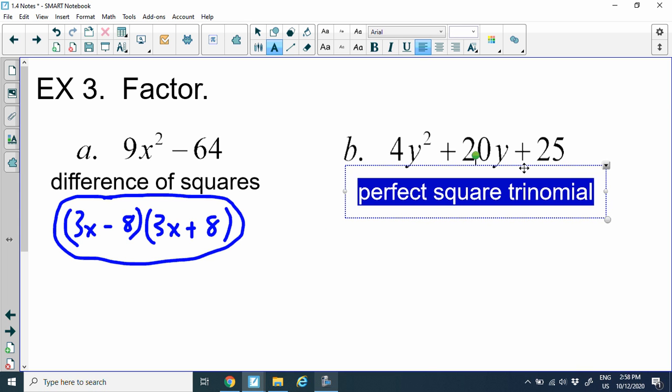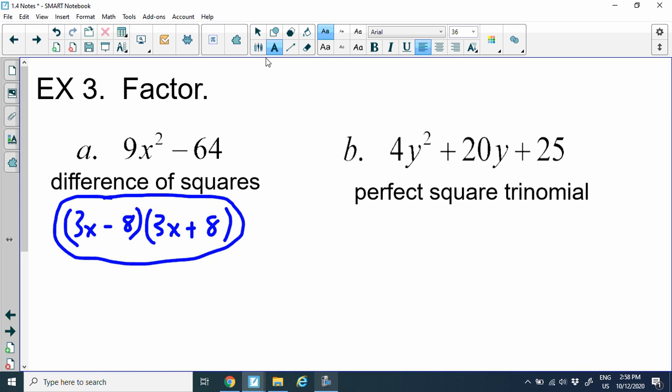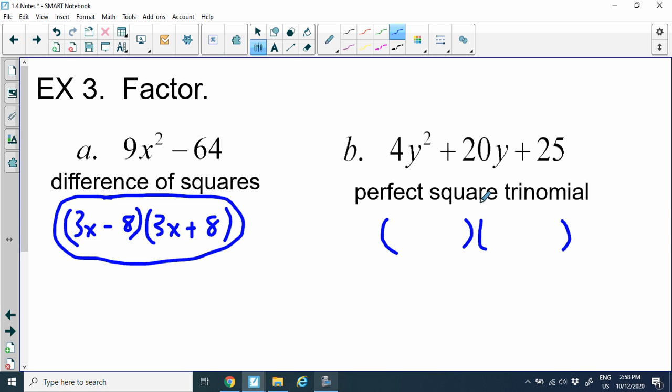Okay. So how we're going to do this one is, once again, we do our two sets of parentheses. For a value, just like we did here, we're going to take the square root of that. So we have 2x and 2x. The square root of 4 is 2. Now we're going to take the square root of 25, and that's going to be 5.